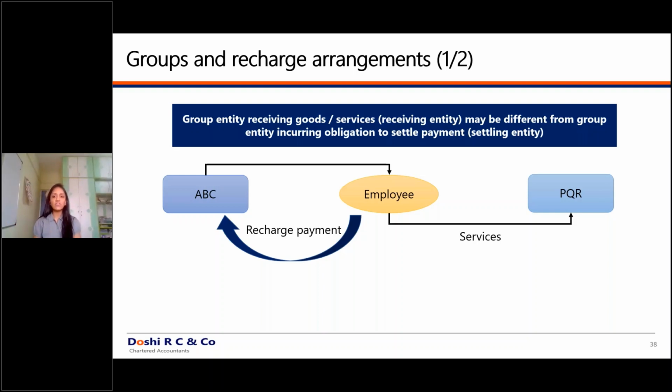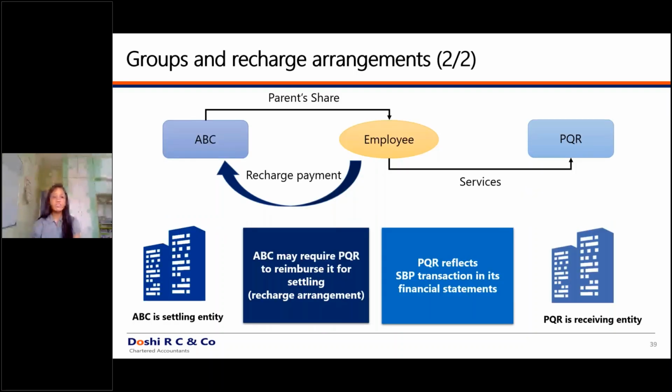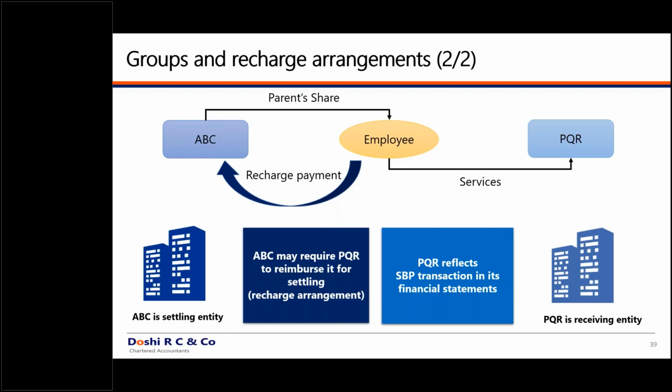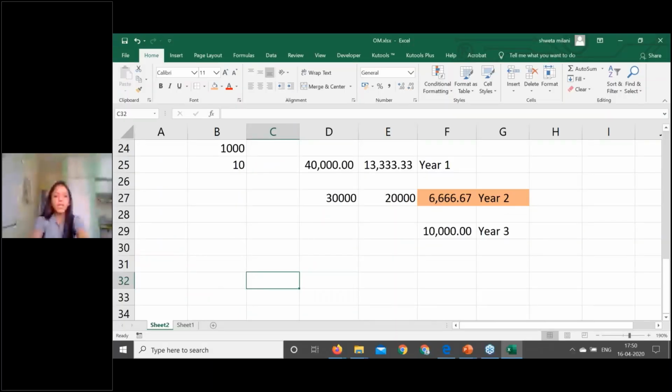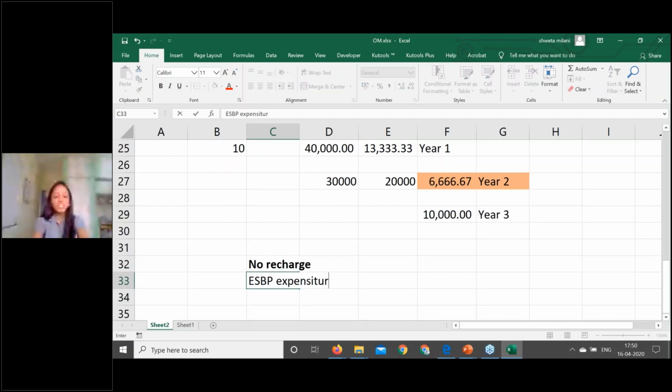And if there is no recharge arrangement, in that case, what to do? If there is no recharge arrangement, the accounting entry will be expenditure account debit, to additional investment by the holding company. I'll note it down over here. If there is no recharge arrangement, the accounting entry will be employee share based payment expenditure account to additional contribution from the holding company, also called securities premium.